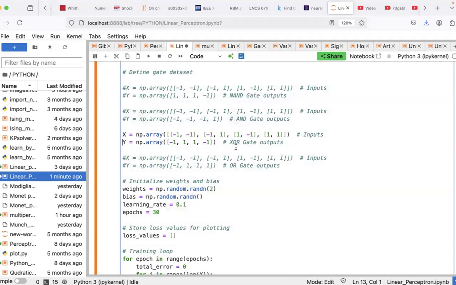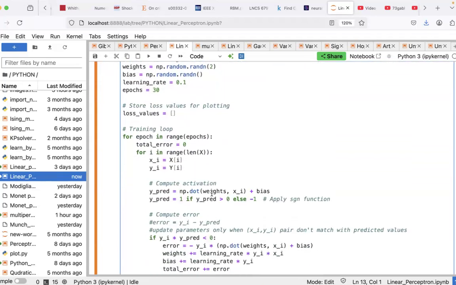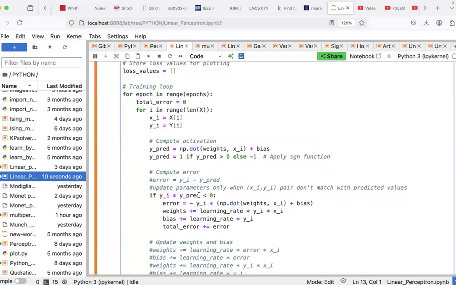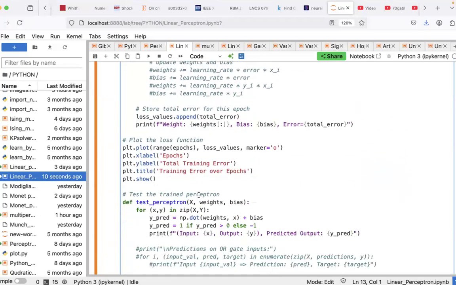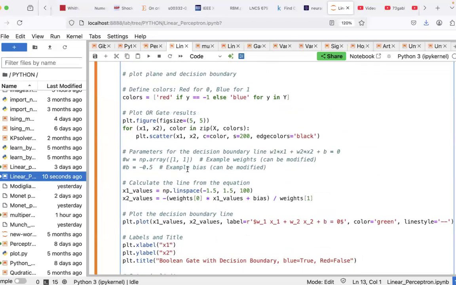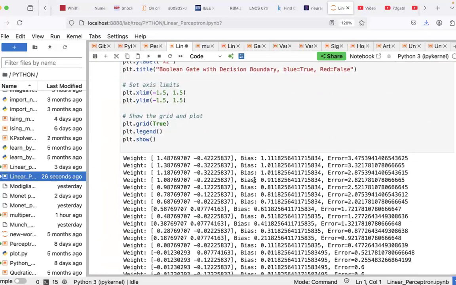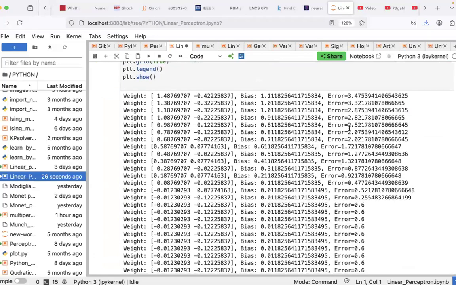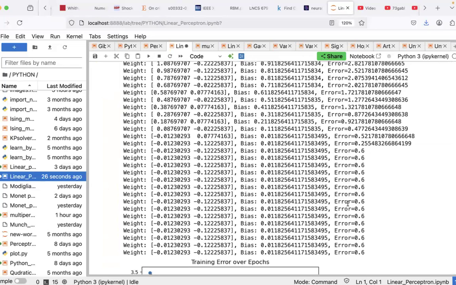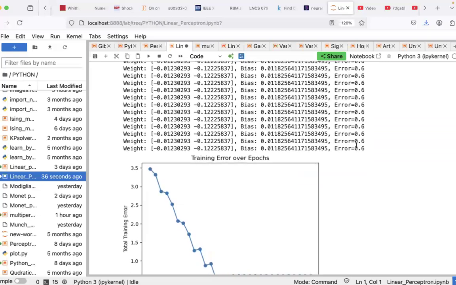I changed the data. I already prepared them. And you know, we already have seen this code, so it's going to go through a training of the weights and bias, and then it does a testing of the perceptron and some plotting. So let's see what happens when we try to train an XOR gate. Run it. You see that the error basically doesn't go to zero, and we get to a constant non-zero value.